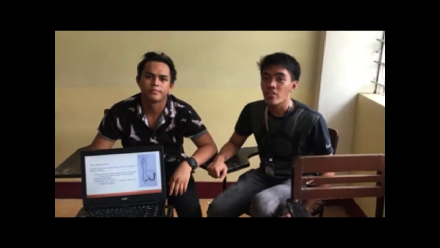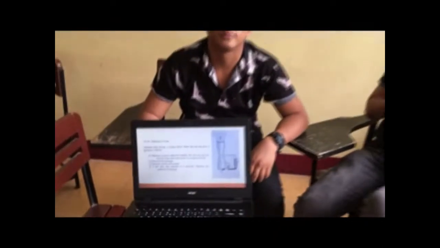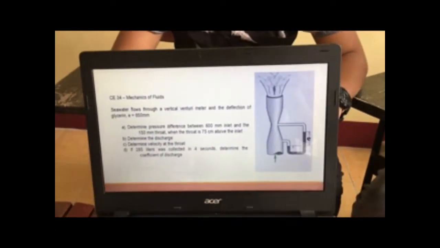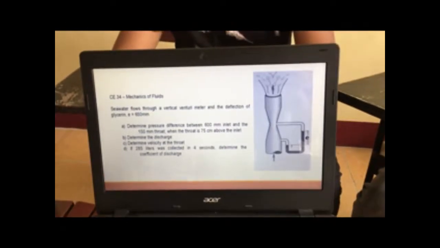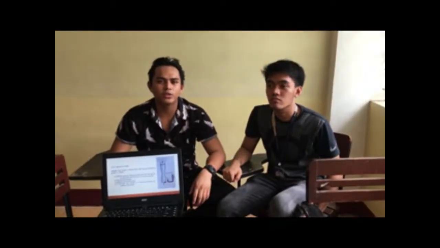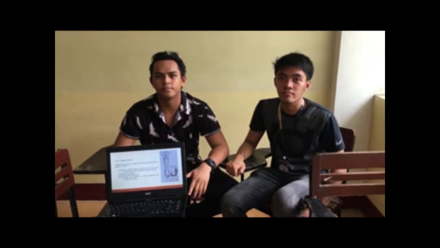So for today, we're going to solve a venturimeter problem with a manometer attached at the inlet and the throat. So this is our sample problem. The venturimeter has a vertical orientation with a manometer containing glycerin at a deflection of E equals 650 mm. And we are going to show you the steps and the process in solving this problem.